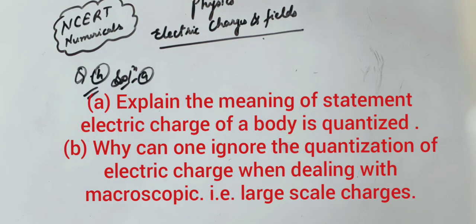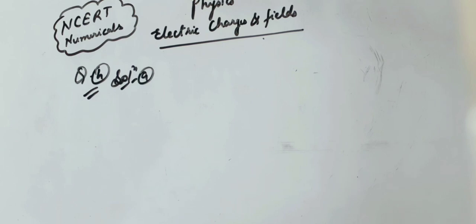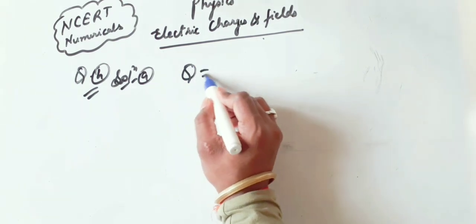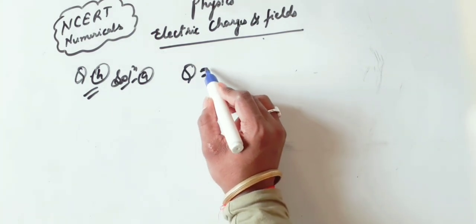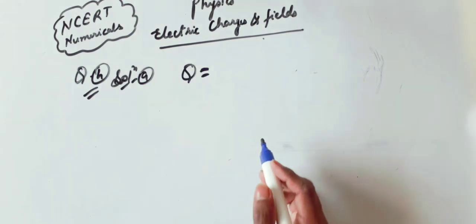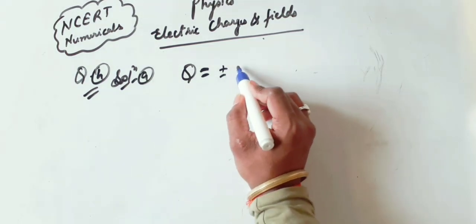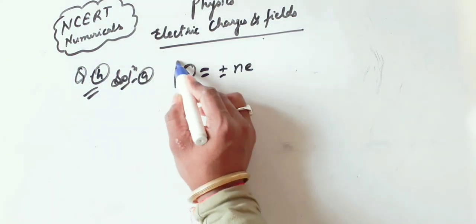In question 4a, here we will give the statement: electric charge of a body is quantized. So friends, as we know, according to quantization of charge, the total charge of a body will always be equal to an integral multiple of the fundamental unit of charge.